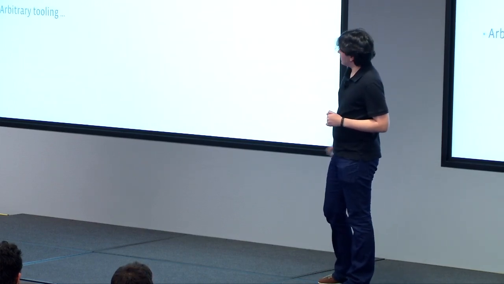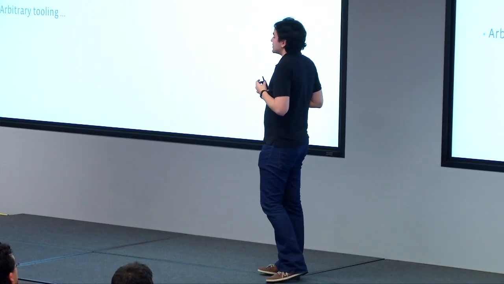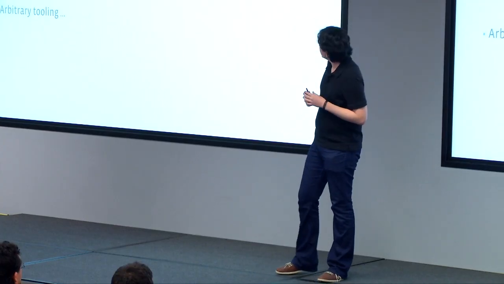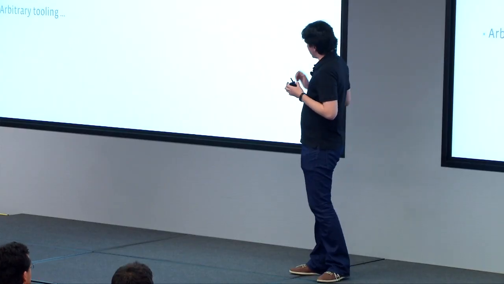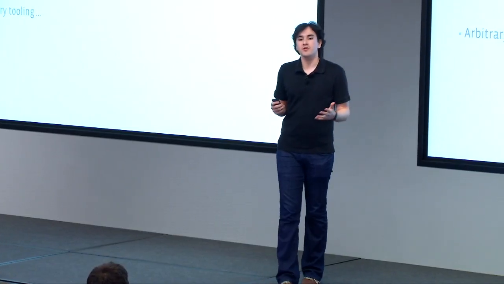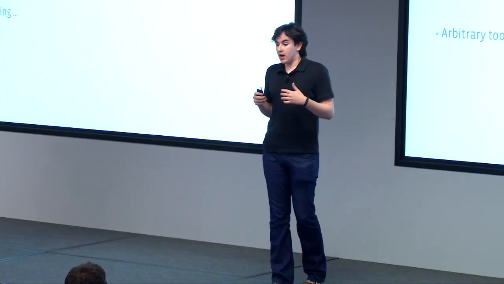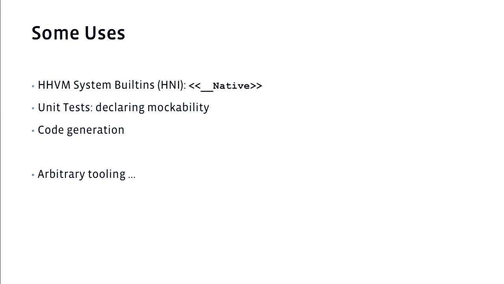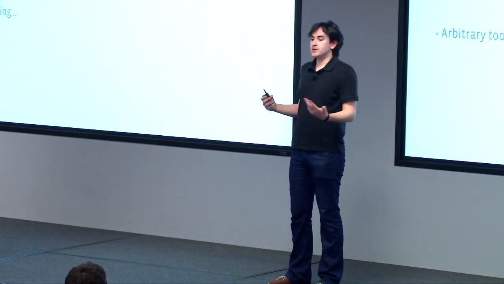So some uses of user attributes that we already know about is HHVM system built-ins, or HNI, which Sarah will talk about later. They use an attribute for indicating that some functionality is implemented with native code. There are unit tests that use user attributes for declaring whether something is mockable or perhaps non-mockable. And we have code generation tools where the user attributes allow for passing extra data to the code generation tool. And we have a constructor-based dependency injection framework at Facebook that uses that. And user attributes are very useful for arbitrary tooling that depends on static analysis.